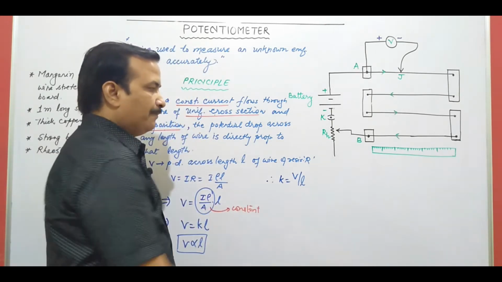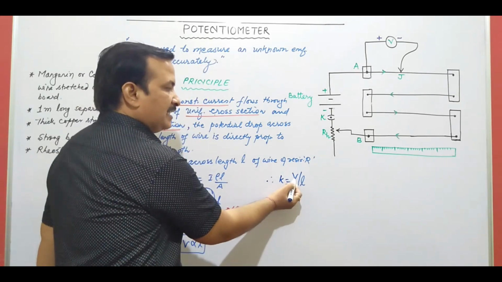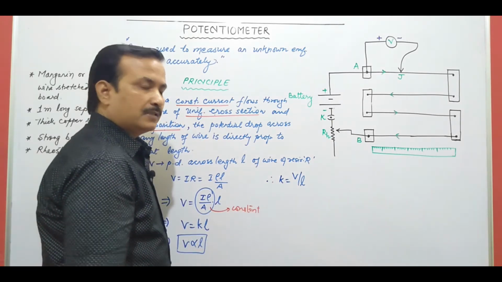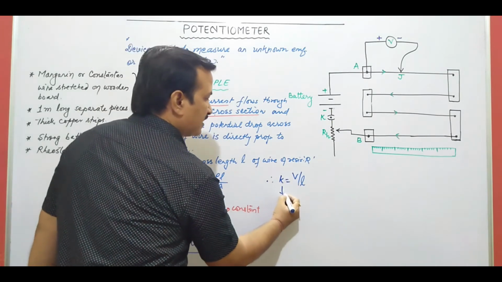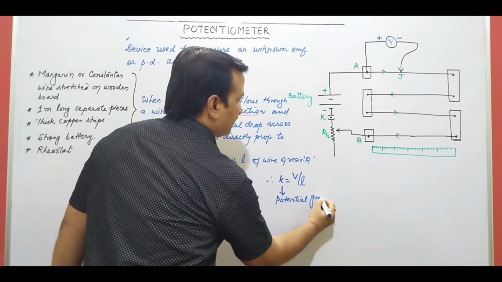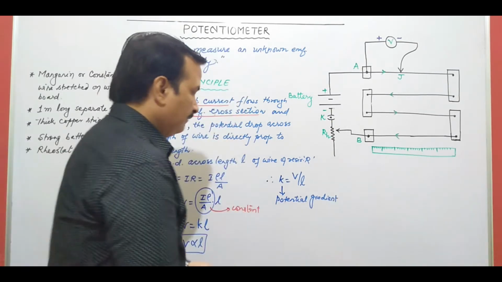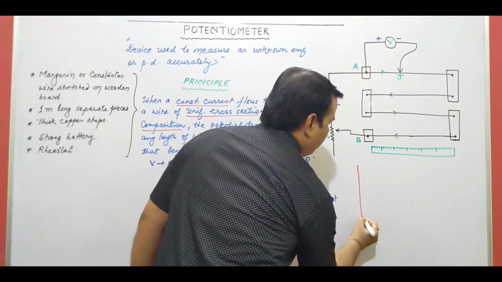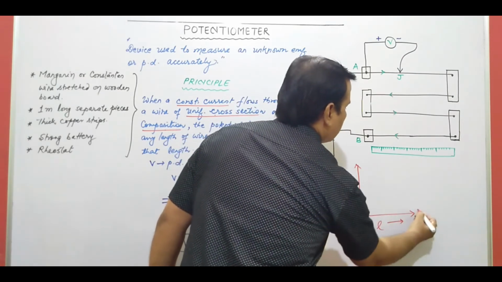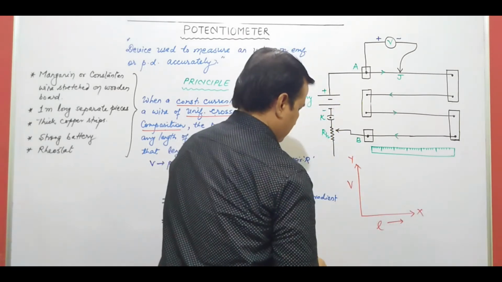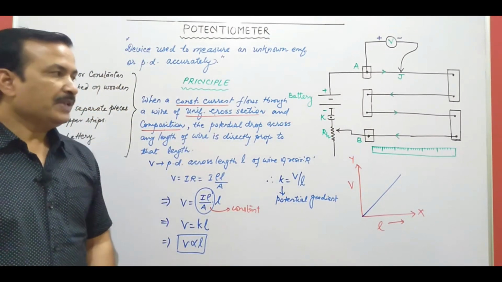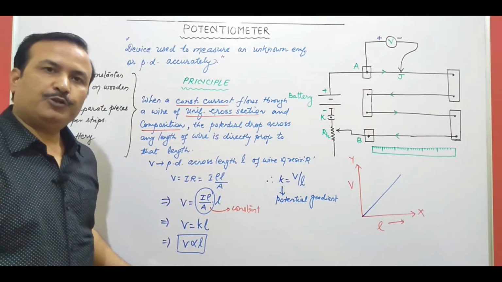So you can see again, the change in some quantity with respect to length is the gradient, since here it is potential, this K is called potential gradient. If you draw the graph between V and L and we are saying it is directly proportional, so obviously you will get a straight line. Okay, this is the principle of potentiometer.